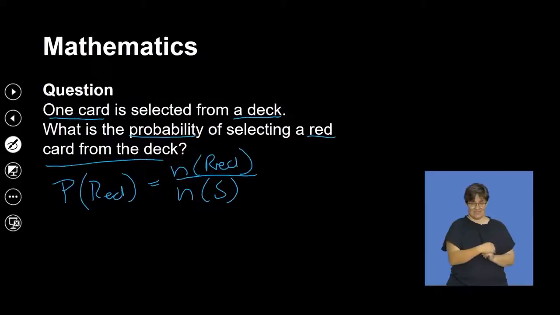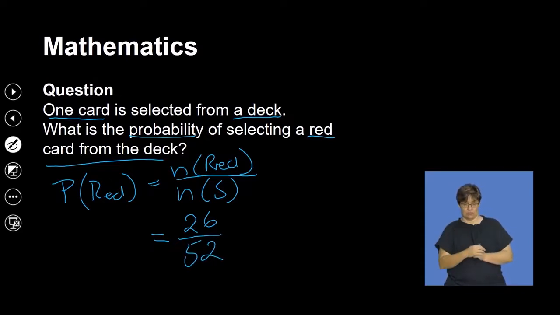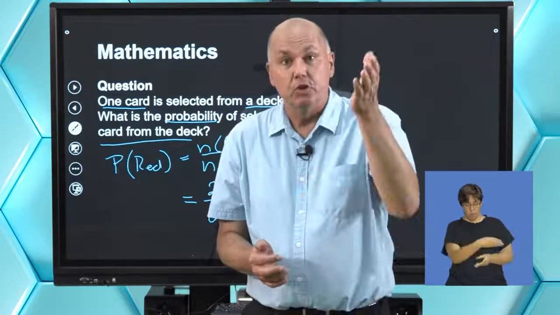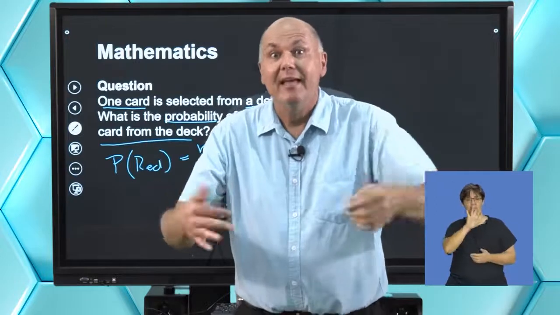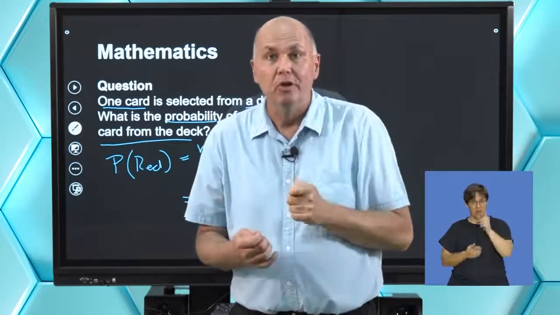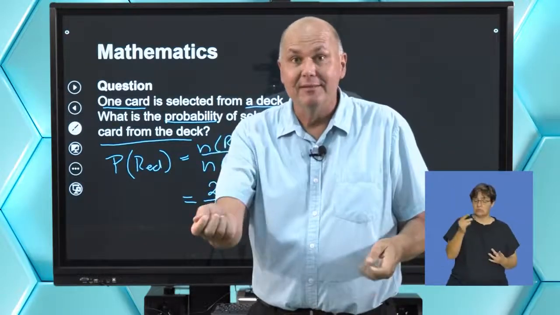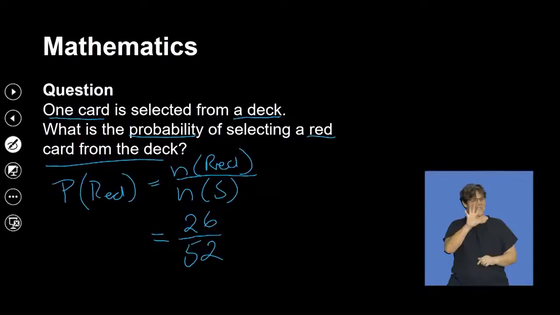So the number of red cards is 26. And the number of cards in the deck is 52. And so the probability of choosing a red card from a deck is 26 out of 52, which is 50%. It's 1 in 2. You've got a chance of either choosing a red card or a black card. The ratio would be 1 to 2. 50% probability, or we can write it as 1 over 2.